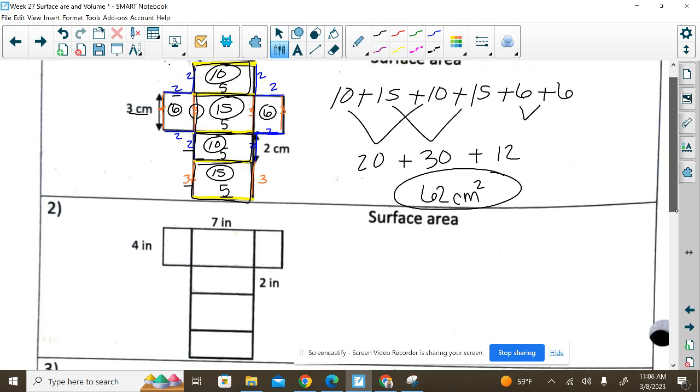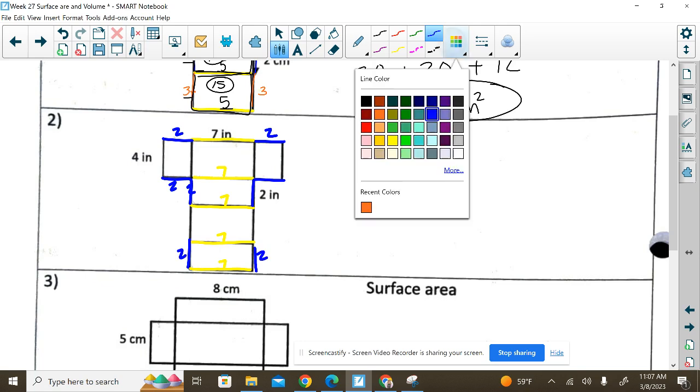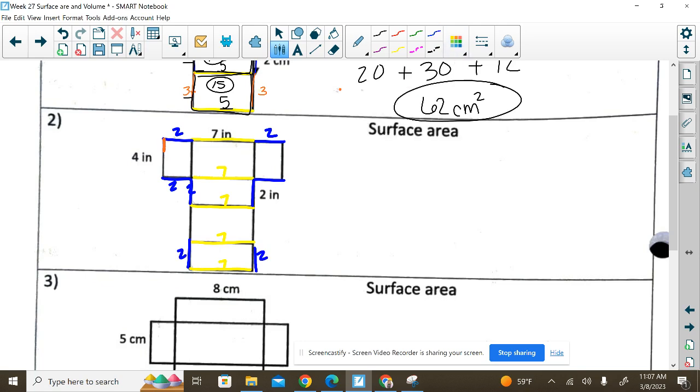Alright? The same process happens in number 2. We start with our yellow highlighter. We start at the top. We have all of those that run horizontally. Those are all going to be 7 inches in length. Then we trade over to our other color, and we find the elbow pieces. And they're opposites. And those are all going to be 2 inches. And we swap to orange and highlight all our vertical pieces. And those will all be 4.